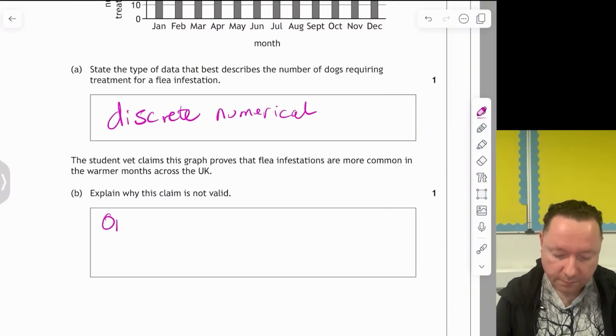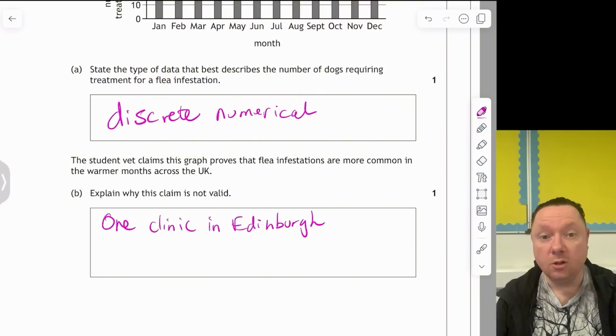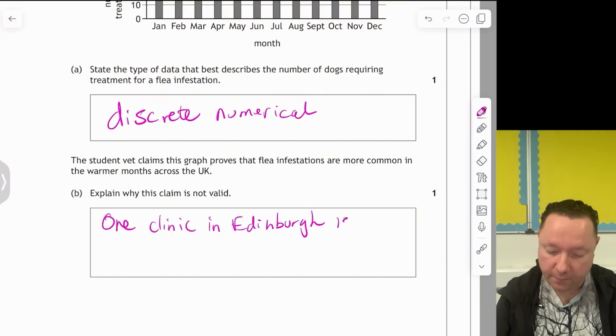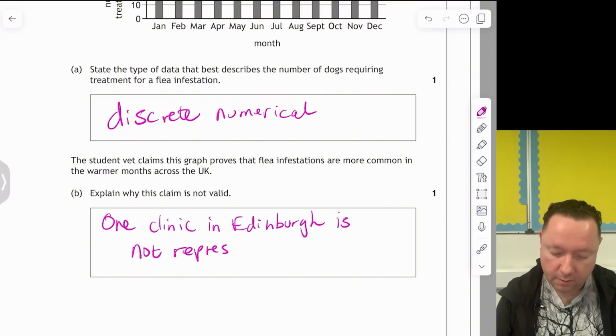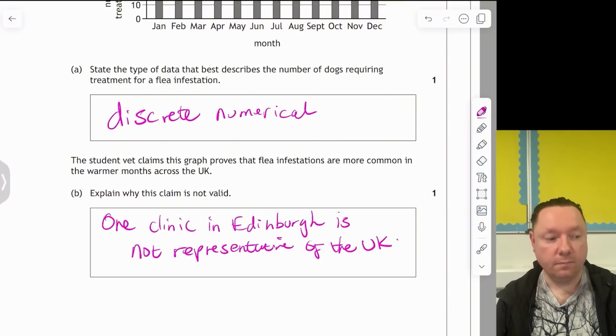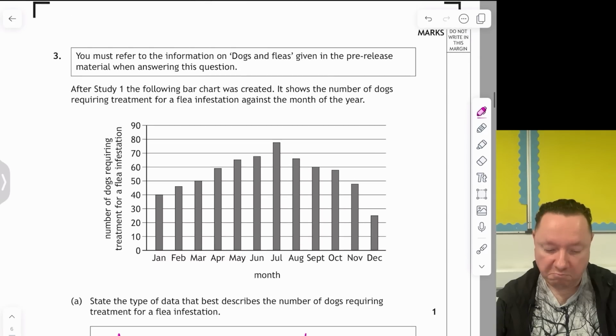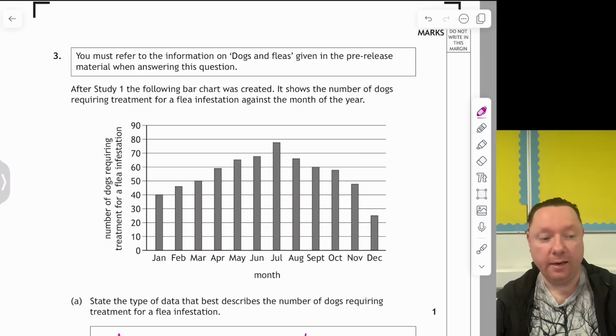One clinic in Edinburgh is not representative of the UK. And there we are. You could also say just that the claim cannot be made from a graph.